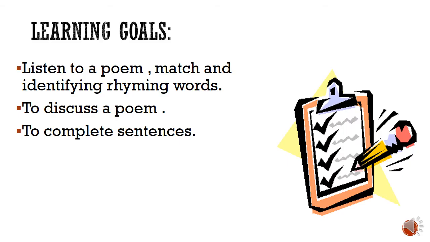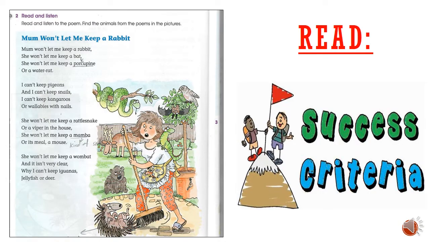Let me start. Today's goals are: you will listen to a poem, match and identify the rhyming words for this poem, and then we have to discuss this poem, and after that we have to complete some sentences and do the activities for the lesson. I want you to go back to the first part of the poem and tell me how many verses we have in this poem, and in each verse how many lines we have, and then I want you to give me the rhyming words of this poem.